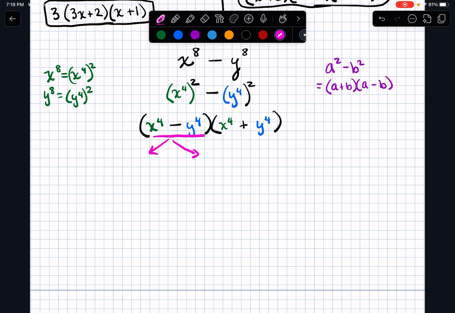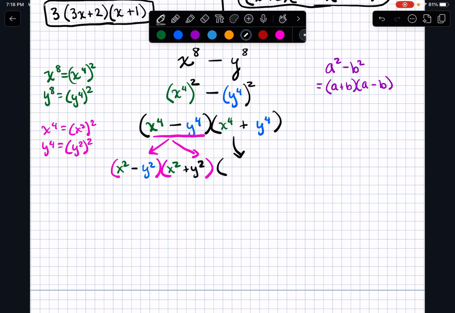So I could notice that, okay, x to the fourth is equal to x squared squared. Y to the fourth is equal to y squared squared. So I could split this guy into x squared minus y squared times x squared plus y squared. This guy over here, it's addition, so we can't take it any further. And I'm just going to leave it all in black so that we know that that piece is already kind of complete.